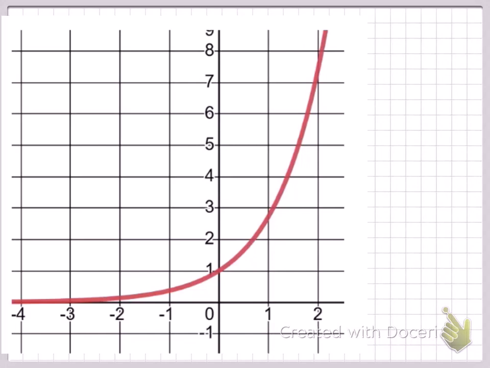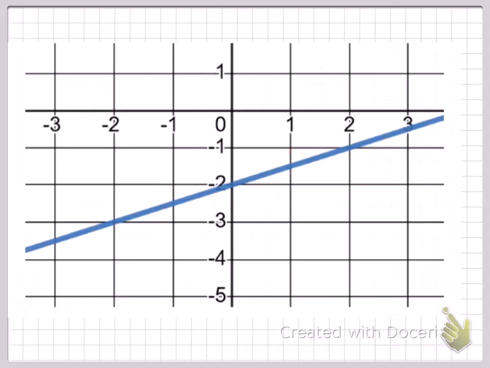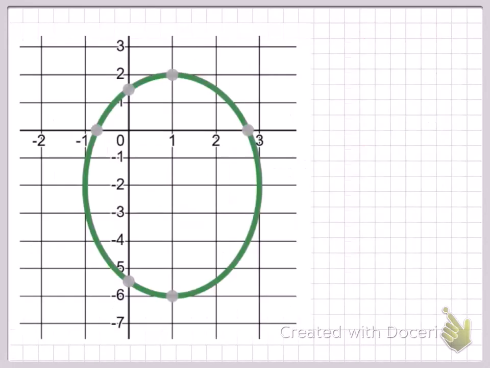How about the next one? Is this a function? Yes, it is. It passes the vertical line test. How about this one? Yes, this is a function. In fact, it is a linear function because it is a straight line. And last but not least, how about this guy? So if you said it is not a function, that is correct, right? If I draw a vertical line, there are a lot of different places I can draw a vertical line where it crosses the relation more than once. So it is not a function.